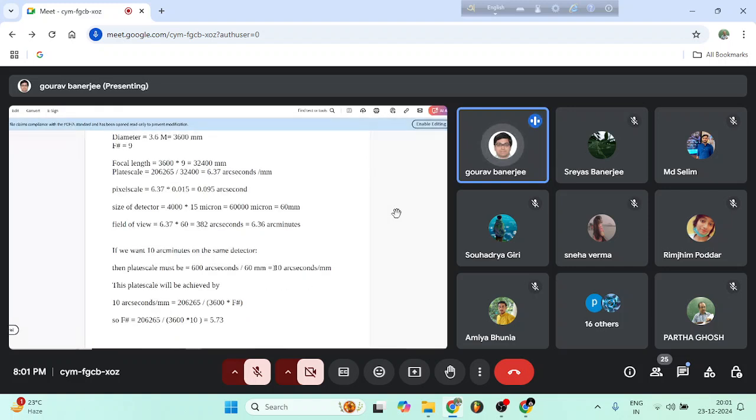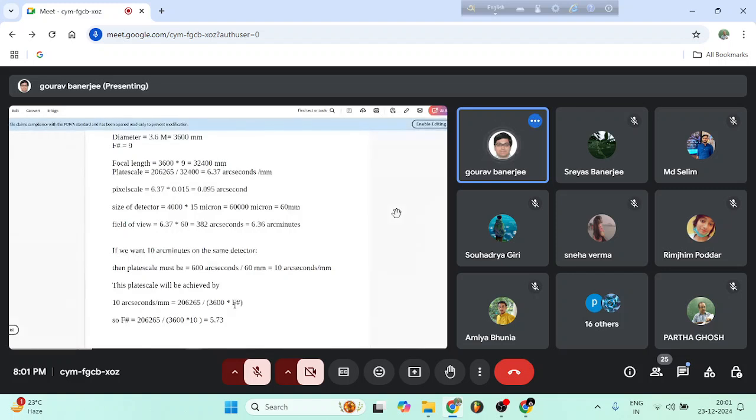Now we know the plate scale. It has to be 10 arc seconds per millimeter. But the plate scale is equal to, again, 10 arc seconds is equal to 206265 divided by the focal length. But now we don't know the focal length because we don't know what the output f number should be. But we can make this equation and then we can solve for f number.